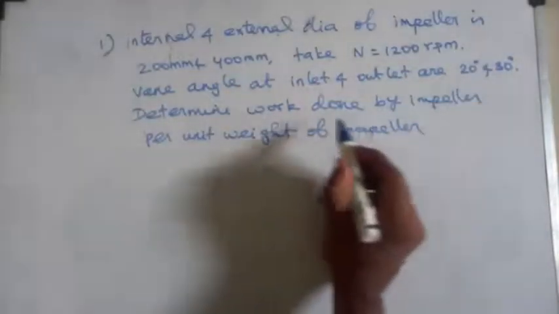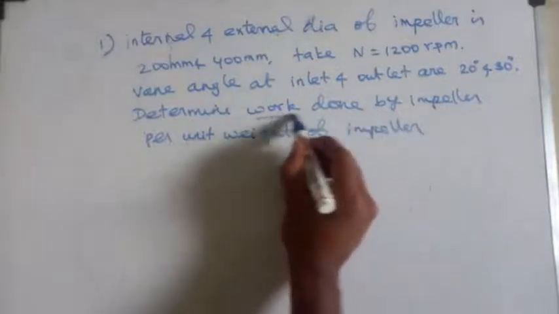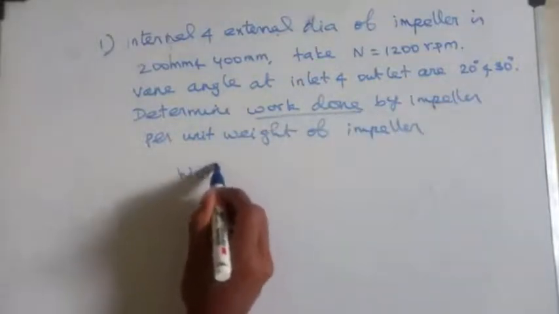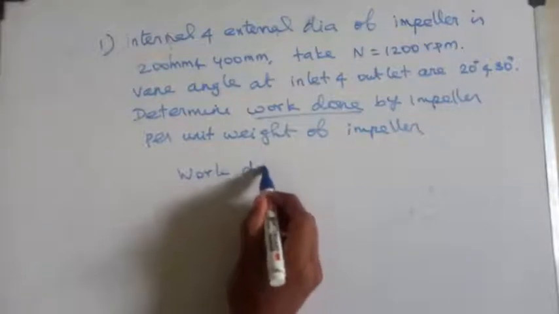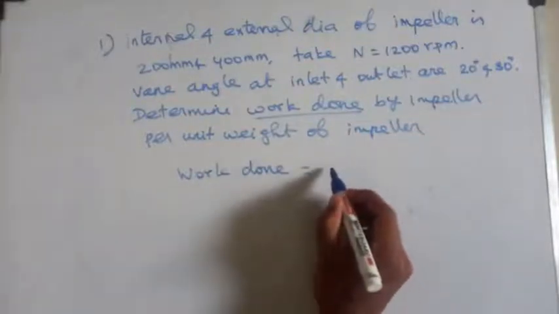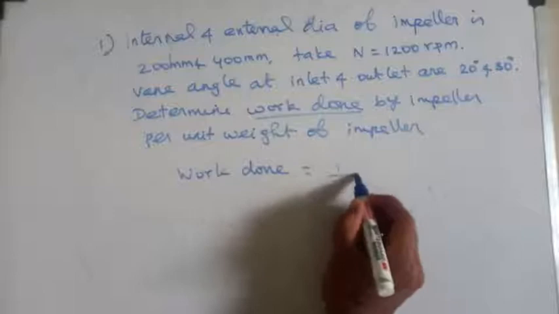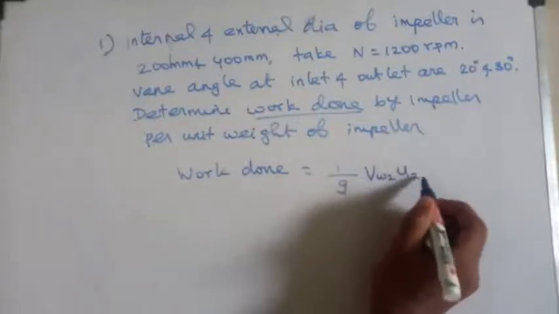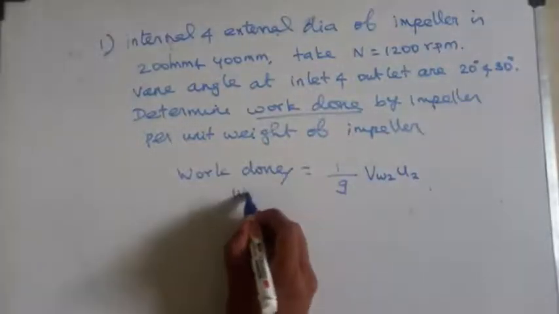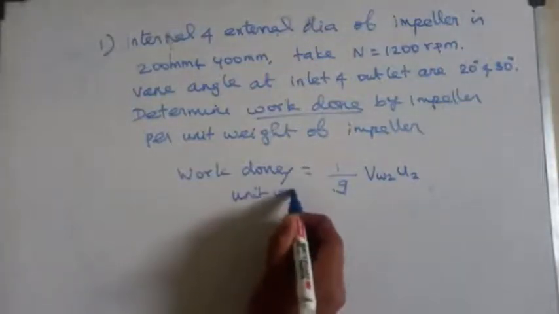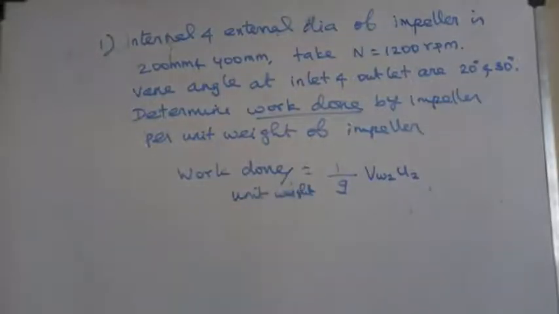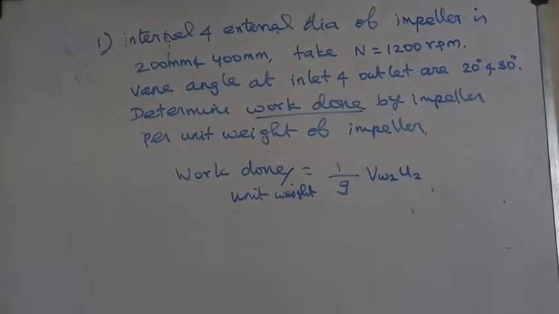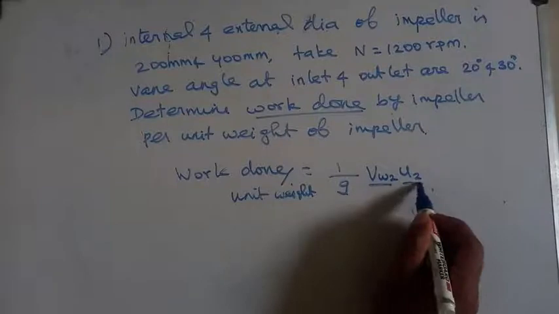First, we know the formula for work done by the impeller: it is equal to 1 by g, where g is 9.81, times VW2 into U2. This is the work done per unit weight. We already derived these formulas in the theory class itself. Now first we have to find VW2 and U2.